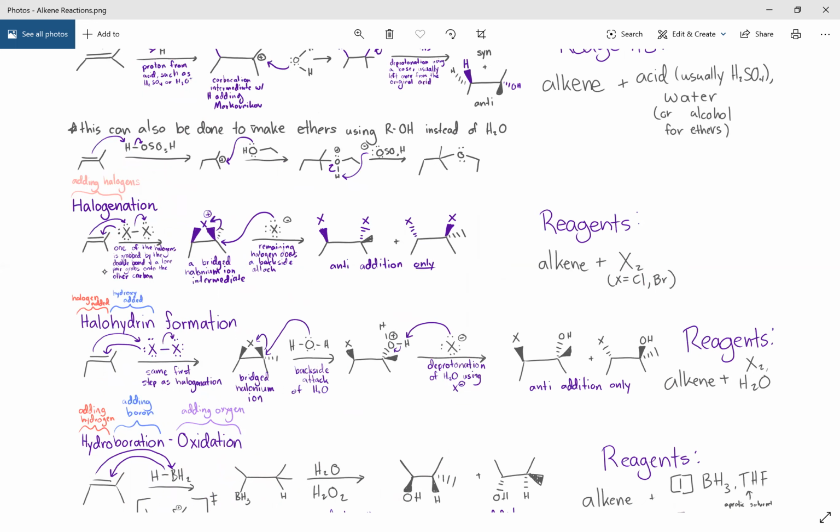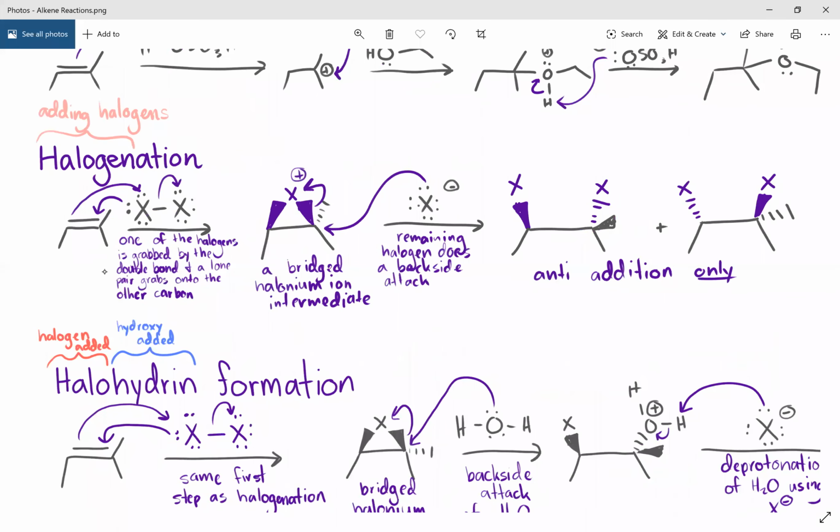This is where things get a little bit different, because when we have halogenation, we're adding two halogens. We can see here that halogen is the only word in halogenation. So we're just going to be adding two halogens. This first step looks a lot different from before. The double bond is going to grab onto one of the halogens at the same time as the halogen grabs onto the double bond.